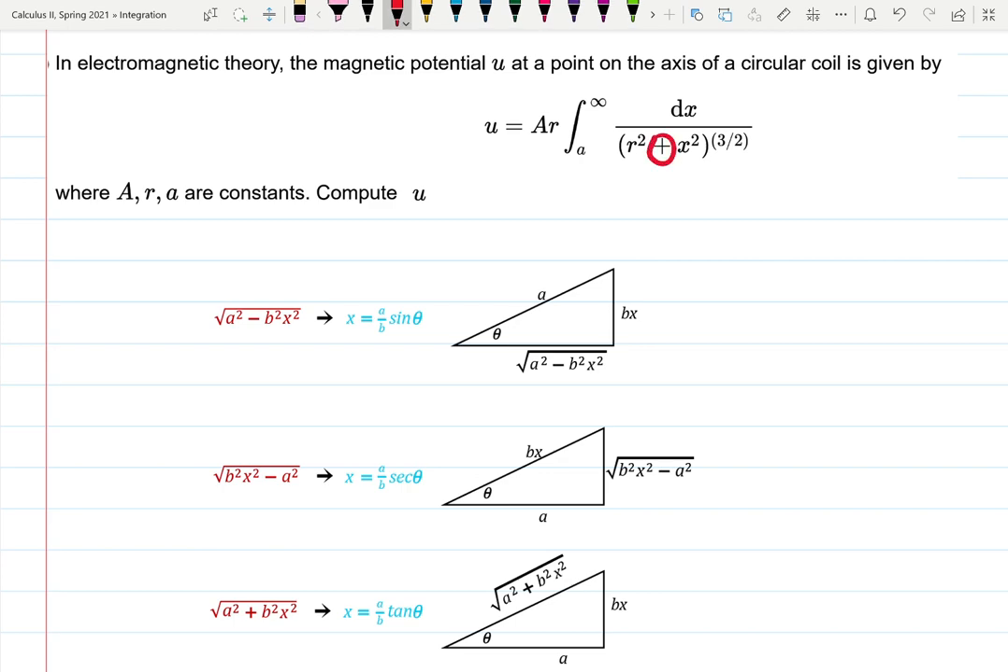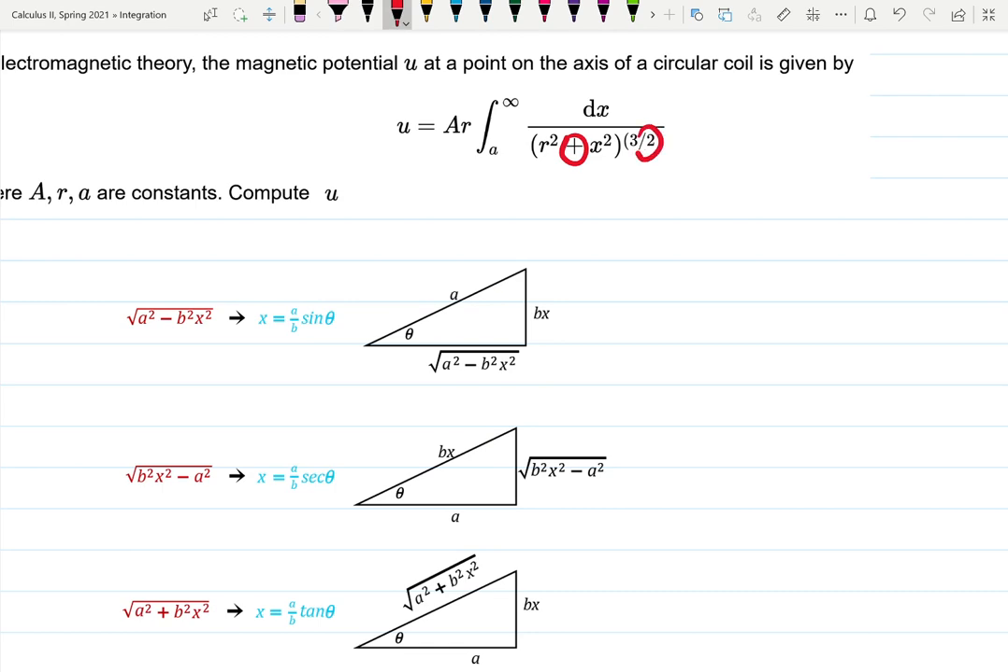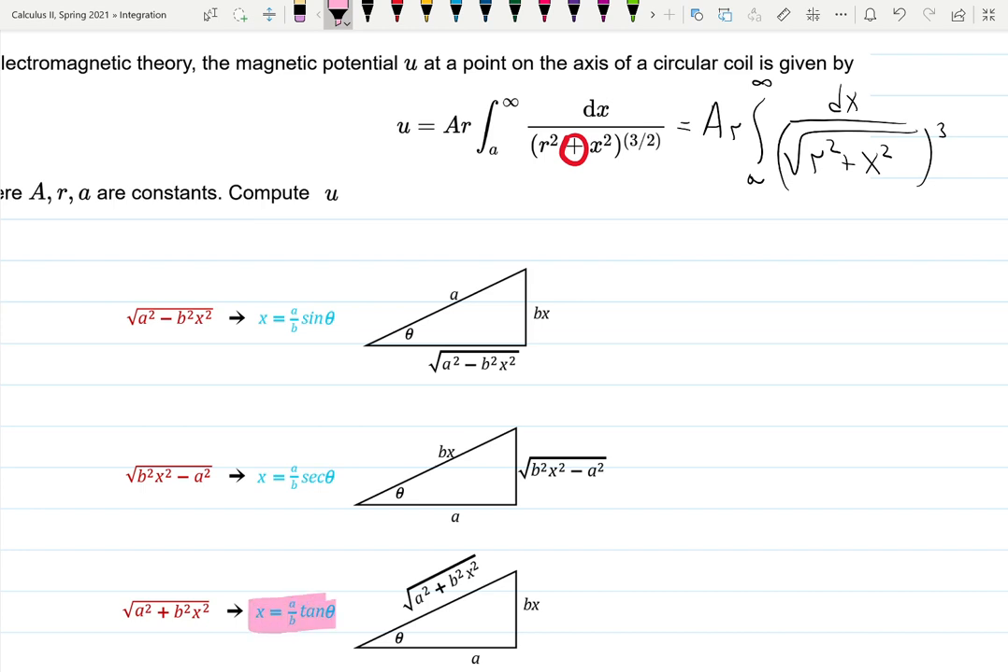And there is a square root. Do you see it or not? Should I rewrite this for you so that you can see this hidden square root? Every time I see division by 2 in the exponent, then I know, oh, that's actually a square root. This is the integral AR times AR, integral from A to infinity dx all over the square root of R squared plus x squared raised to the 3rd power. And now we definitely should see that we should use tangent for this case because it looks like so.